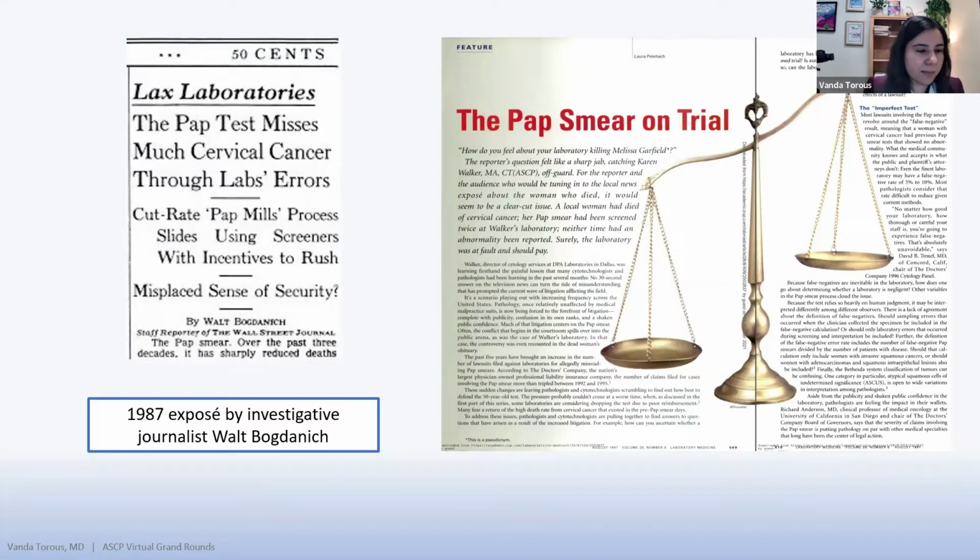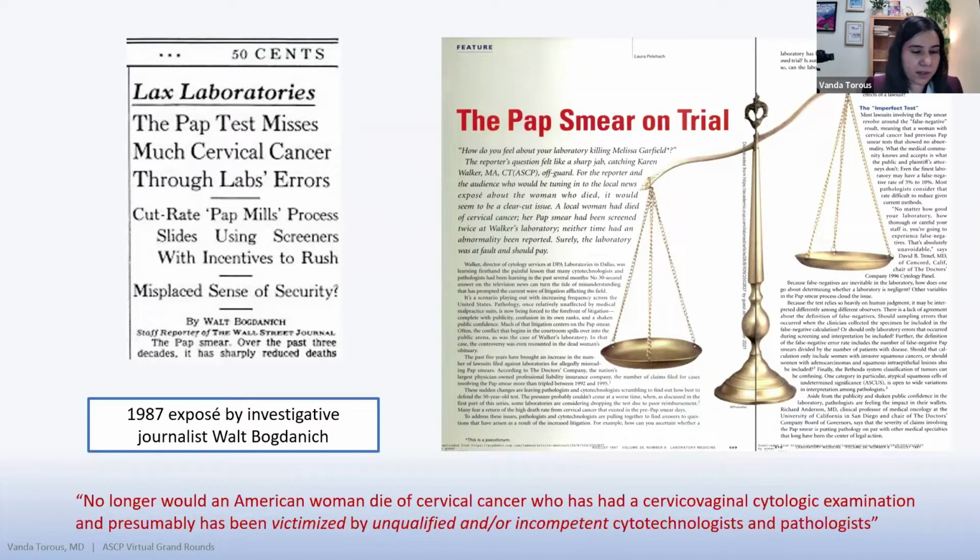So this led to a number of errors, and this environment culminated in this 1987 exposé by an investigative journalist published in the Wall Street Journal. And at the time, this was the sort of language that was being used, where they were saying no longer would an American woman die of cervical cancer who has had a cervical vaginal cytologic examination and presumably has been victimized by unqualified and/or incompetent cytotechnologists and pathologists.